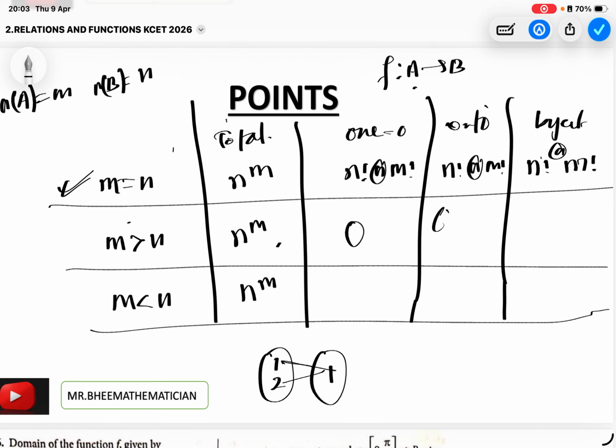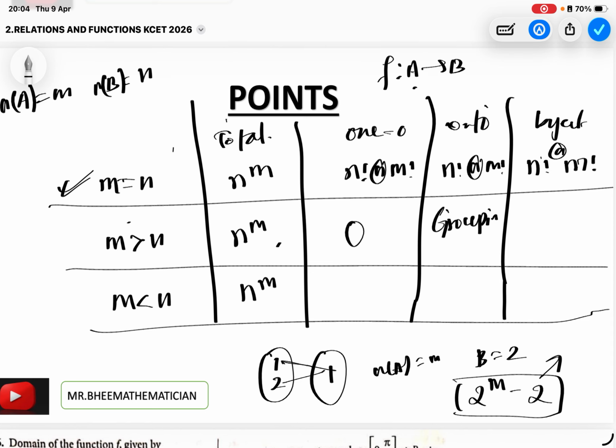And what about onto? Here grouping of elements is there. If the second set contains only two elements, n(B) = 2 and n(A) = m, you have to use the formula 2 to the power m minus 2. You have to remember this one. If the second set contains only one element, the bijective function is 0, here also 0.